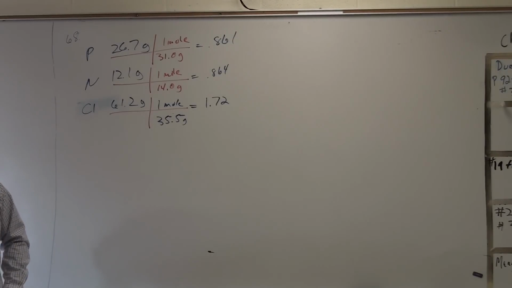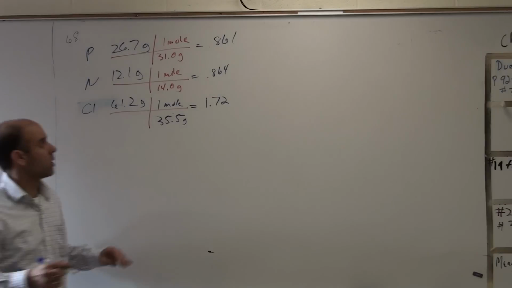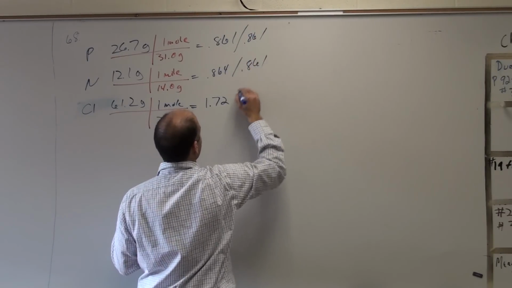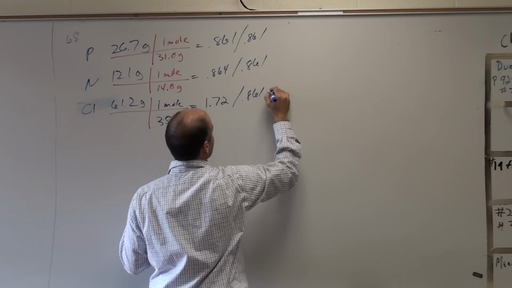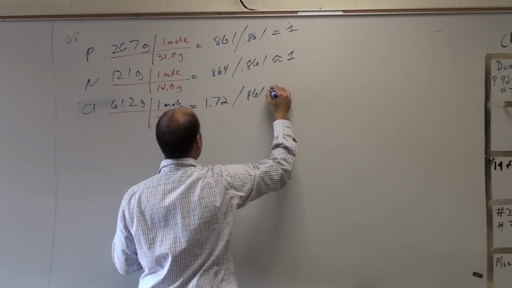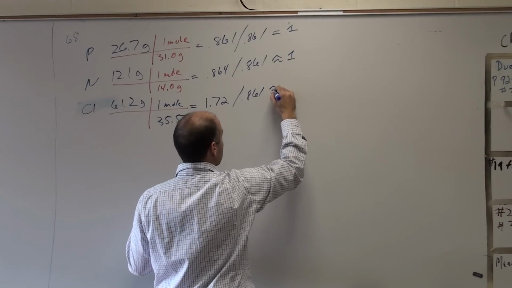Now what's my next step? Divide by the smallest one. So 0.861, 0.861, 0.861. That's 1, that's approximately 1, and that's approximately 2.